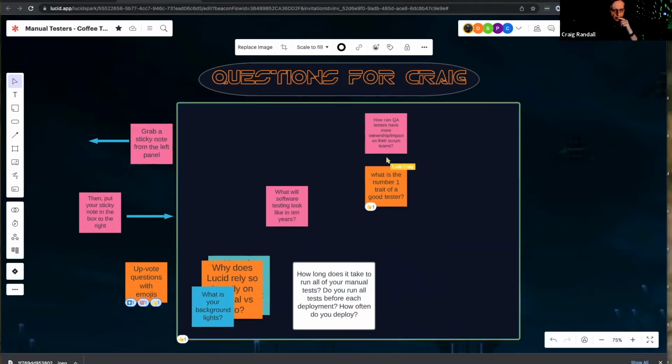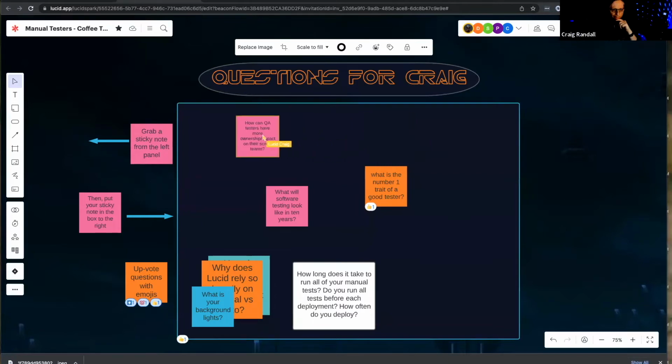Let's see. How can QA testers have more ownership and impact on their Scrum teams?